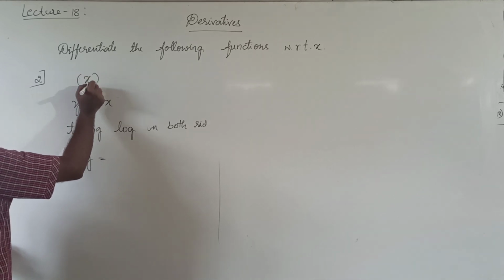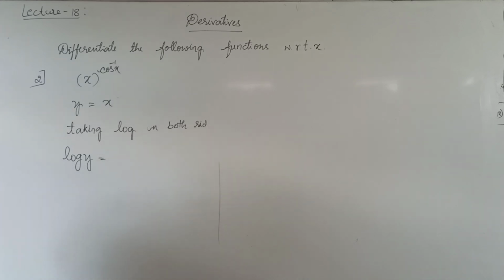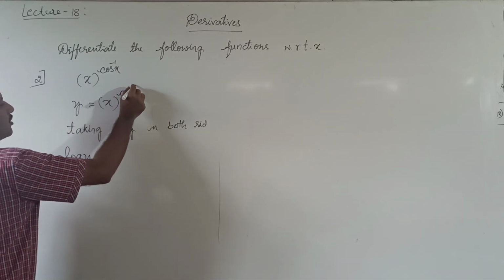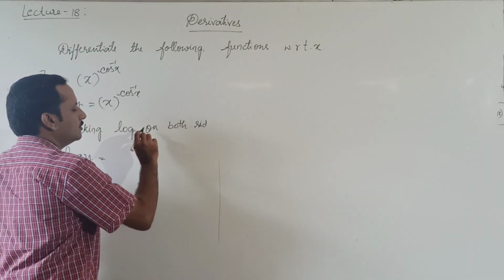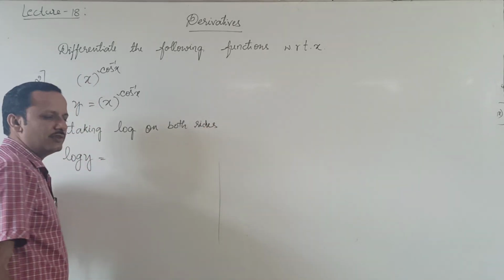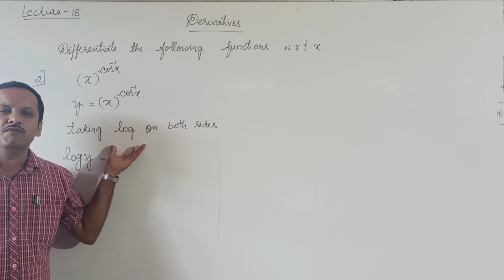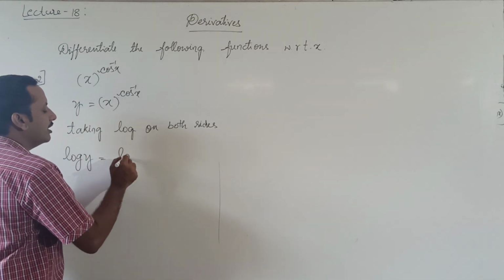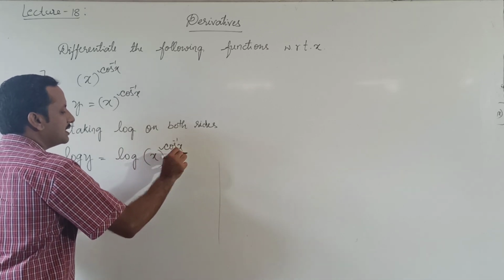X to the power cos inverse x. I take this as y here. Y is equal to x power cos inverse x. Now taking log on both sides. Or if you just write taking log, it's enough, because whatever operation we do on any equation, we must do it on both sides of the equation. So if I take log here, we get log of x to the power cos inverse x.